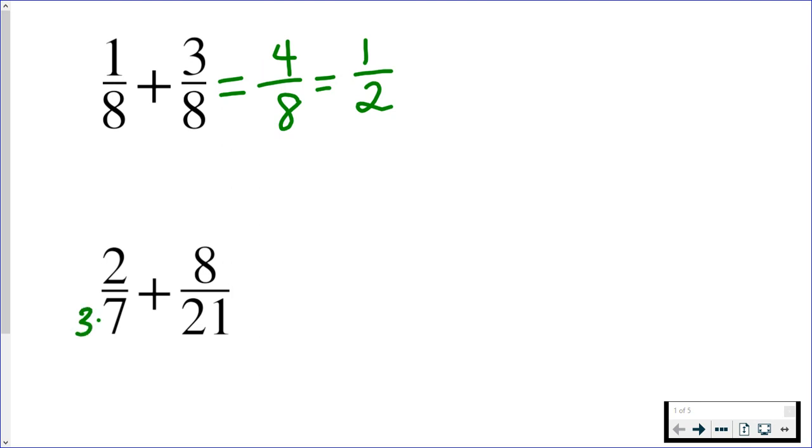Now, the rule with fractions is whatever you do to the denominator, you must do to the numerator. The reason for this is because 3 over 3 is really just 1. And anytime you multiply something by 1, you're not changing its value. I don't want to change the actual value of 2 over 7. I just need to work around it a little bit so that I'm able to add it to 8 over 21. But again, I'm not changing the value of this fraction. I'm just changing what it looks like, really. So we multiply by 3 over 3.